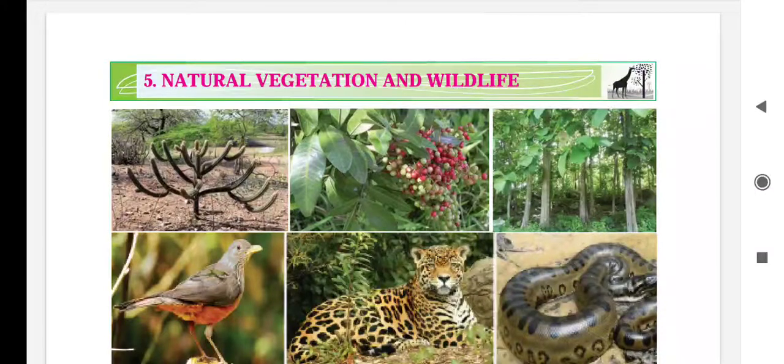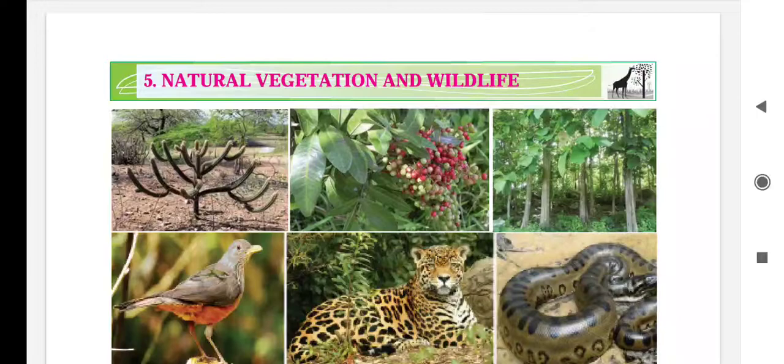Students, today we are going to start the new lesson, the fifth lesson of geography, that is Natural Vegetation and Wildlife. In this lesson, we are going to study the natural vegetation and wildlife, the flora and fauna, of Brazil as well as of India. So we are going to study the wildlife of both countries.